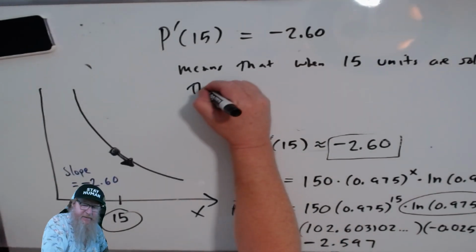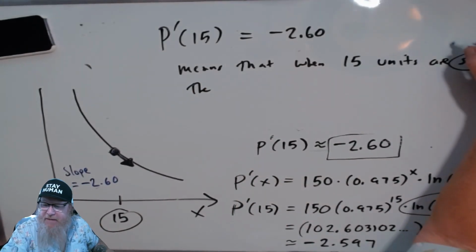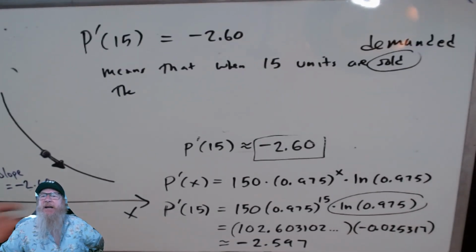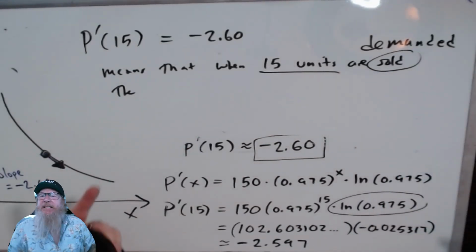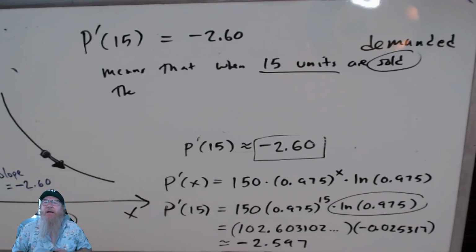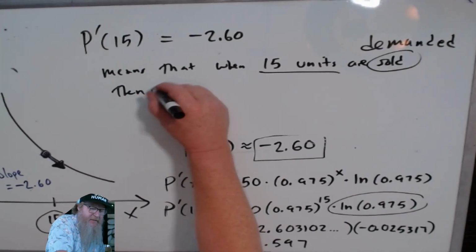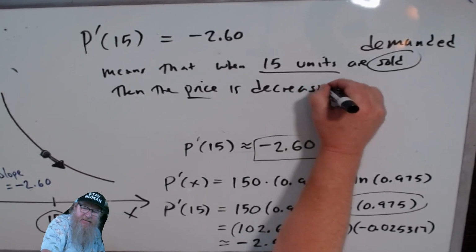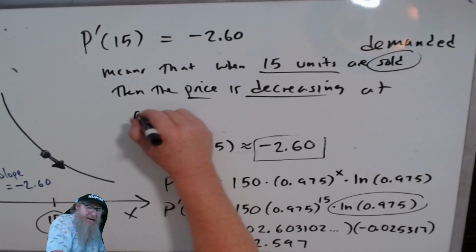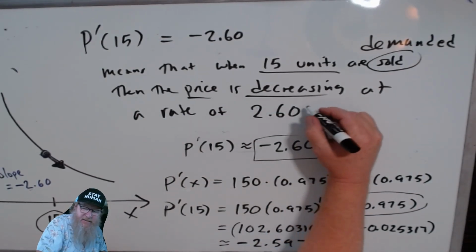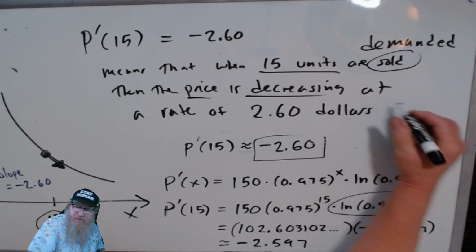the price, by the way, the name for this is demand, yeah? So we sometimes say 15 units are demanded, right? In other words, the customers are demanding 15 of these things. It's a small company, right? They're not selling very many. The price is decreasing at a rate of $2.60 per unit.